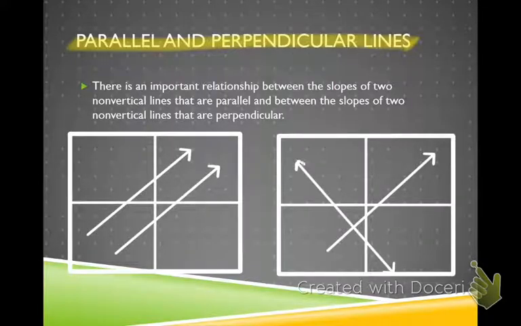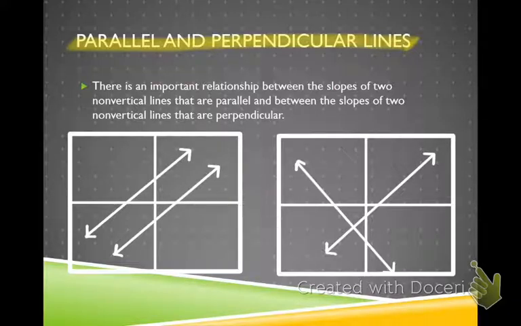Okay, so I have these lines. Get the rest of my arrows drawn. What do you notice about the first set of lines? Do you think they're parallel or perpendicular? What do you think? They're parallel. Remember, parallel lines never cross.